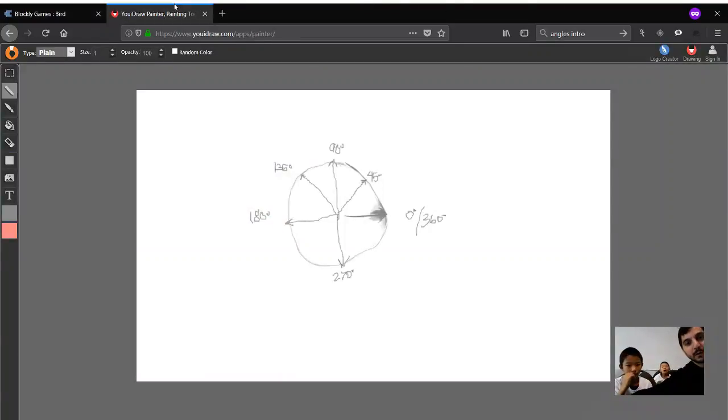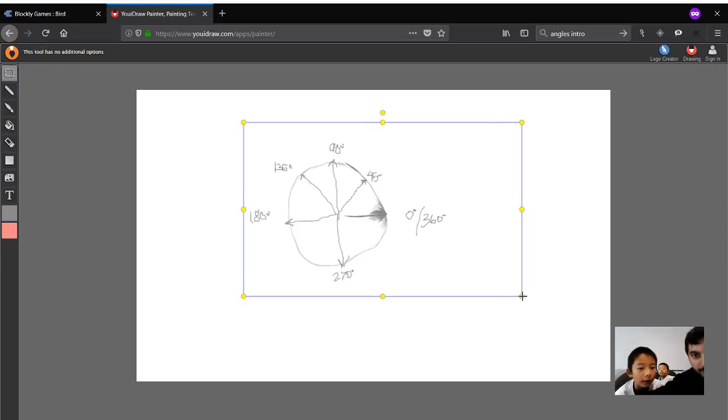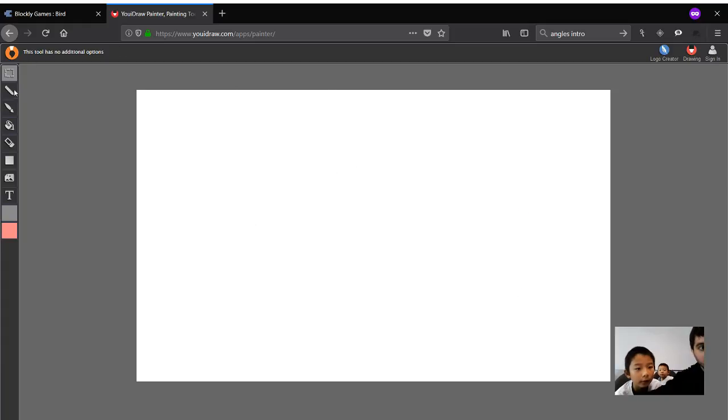So let's learn a little bit about math now. How can I erase everything? Delete. Yay! Okay, so there are 3 symbols that we need to learn.